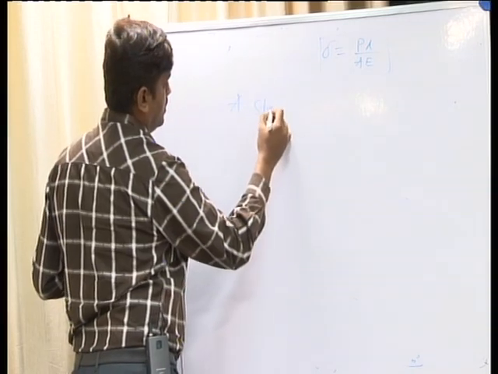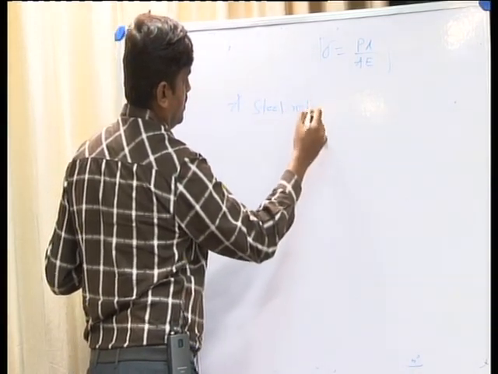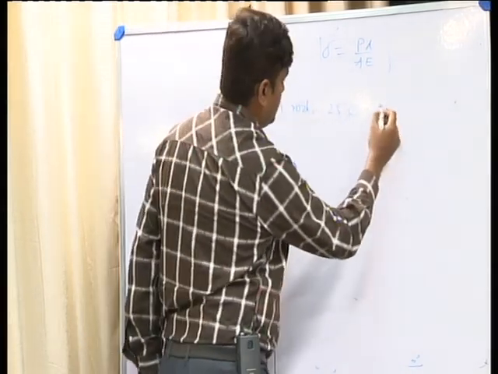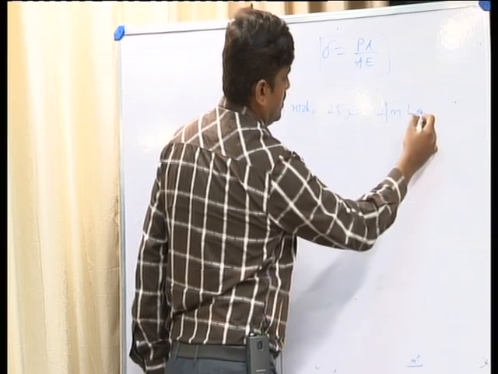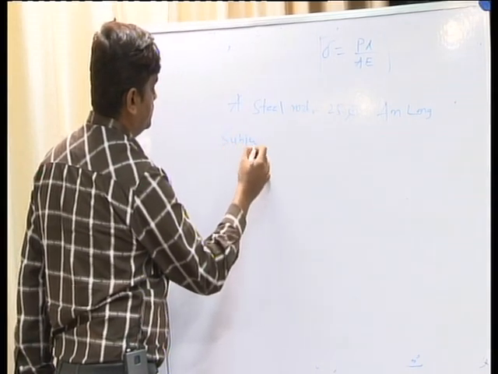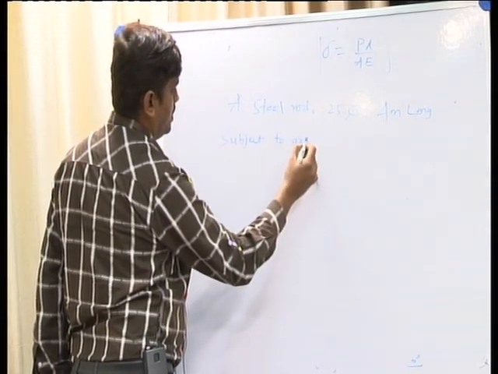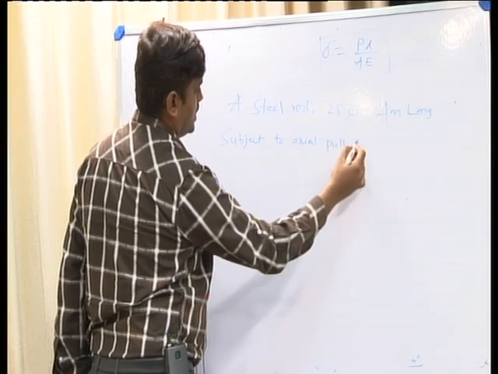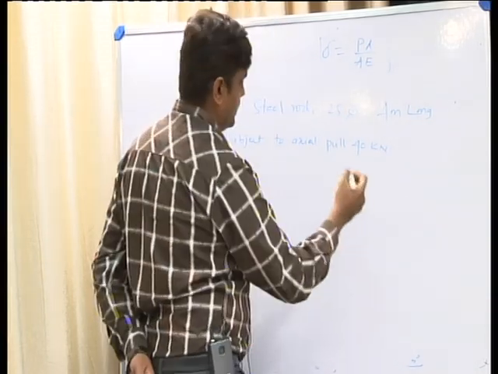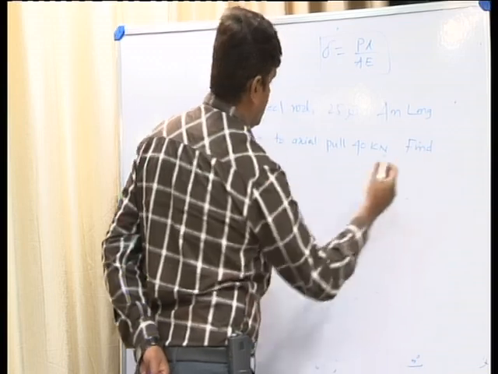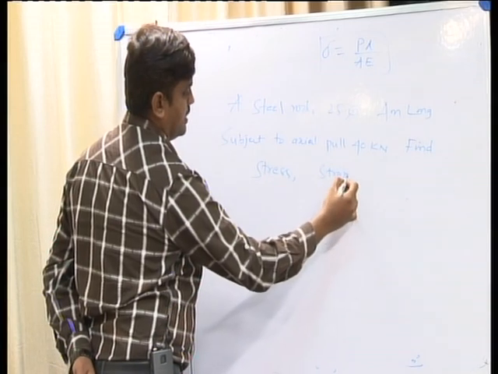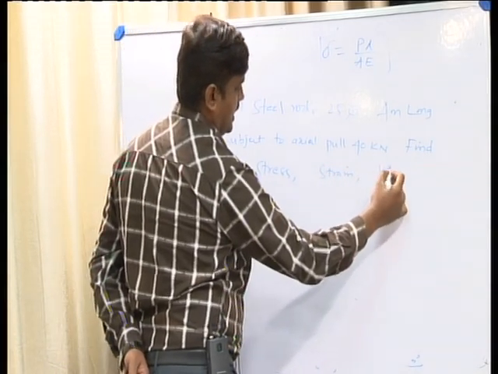A steel rod 25 mm dia, 4 meter long, subjected to axial pull 40 kilonewton. Find what you have to find: stress, strain and Young's modulus.